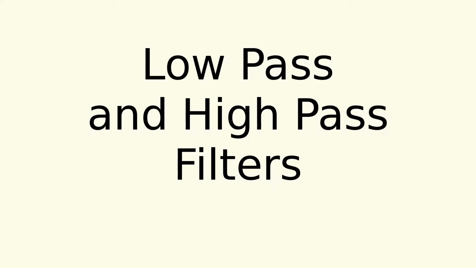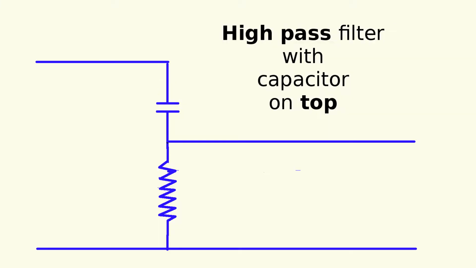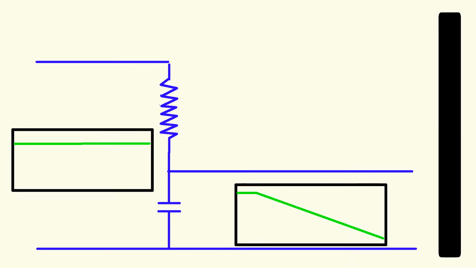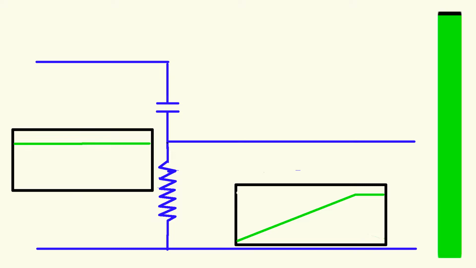Low-pass and high-pass filters. There are two forms of resistor-capacitor voltage divider. The low-pass filter with the resistor on the input side, and the high-pass filter with the capacitor on the input side. In the low-pass filter, the reactance decreases with frequency, grounding more and more of the signal. In the high-pass filter, the reactance decreases with frequency, putting more and more of the signal across the resistor.